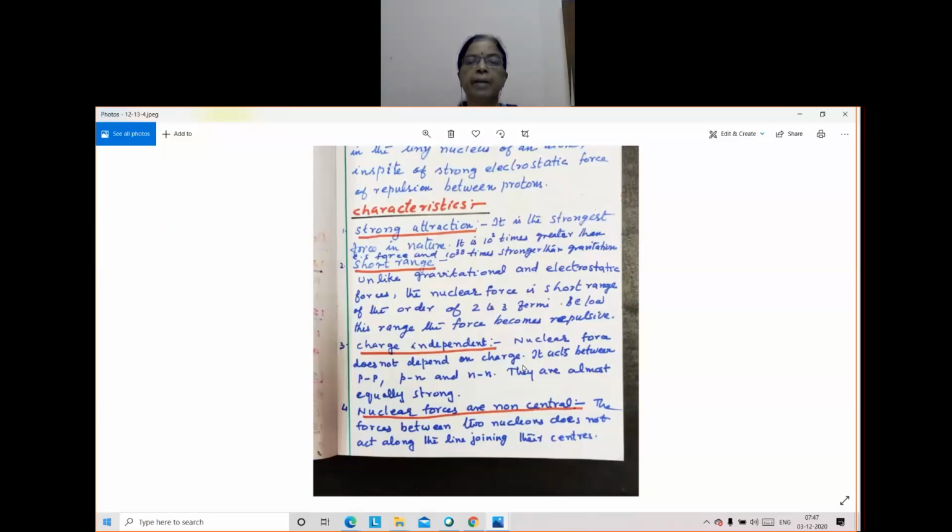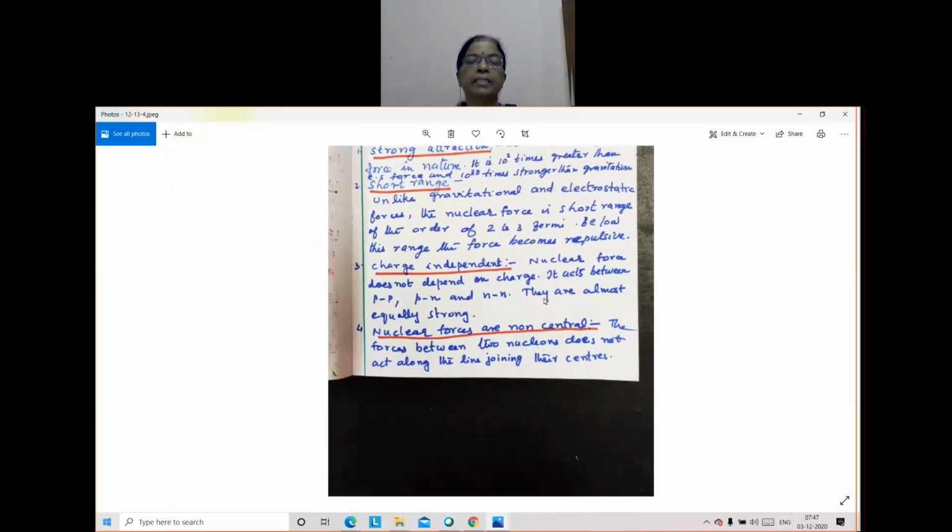It is charge independent. Why does it say charge independent? Because in the nucleus there are neutrons, which are chargeless, and still there is a force of attraction. And in the nucleus there are protons, so there is actually a force of repulsion because protons are positively charged. But this nuclear force is holding them together. So it is charge independent. It acts between two protons, between a proton and a neutron, and between two neutrons. They are almost equally strong.